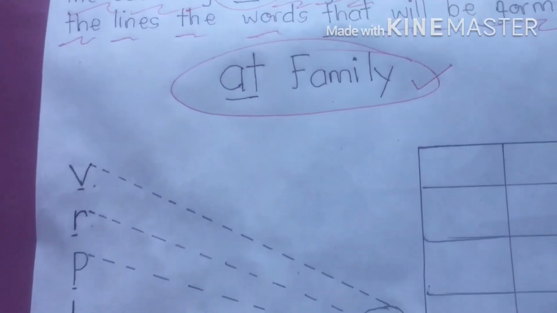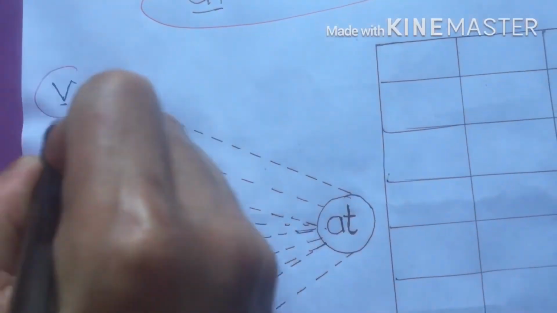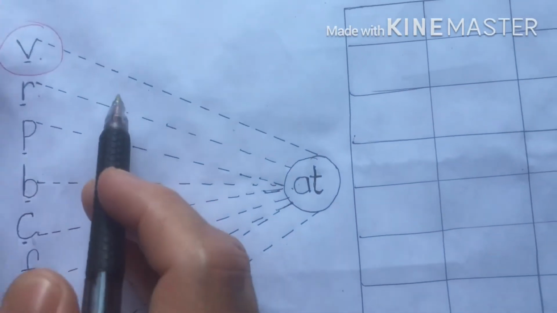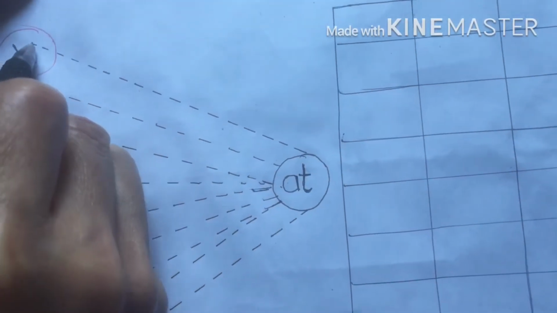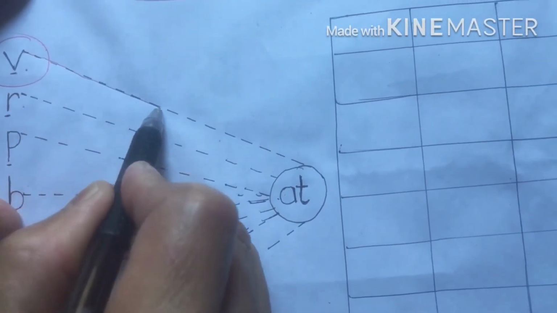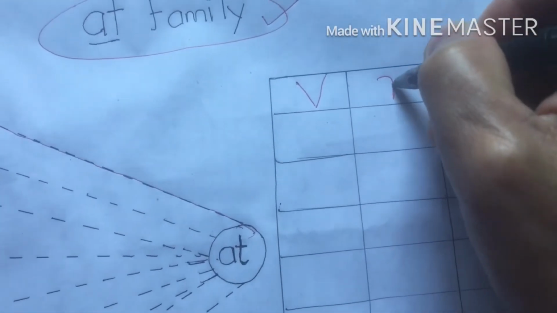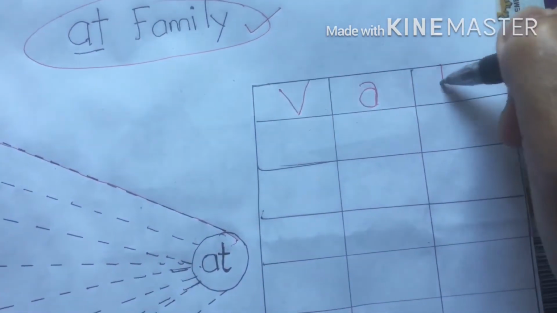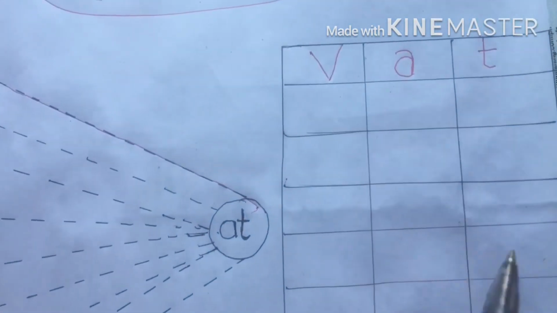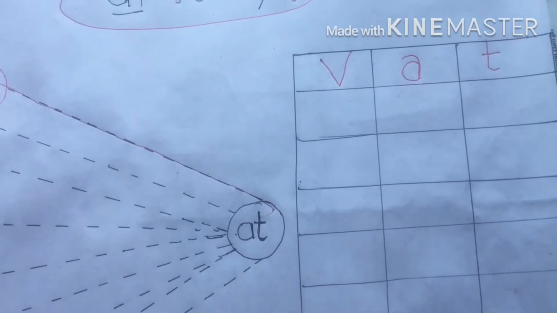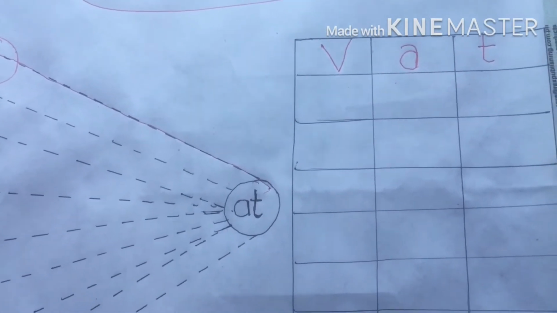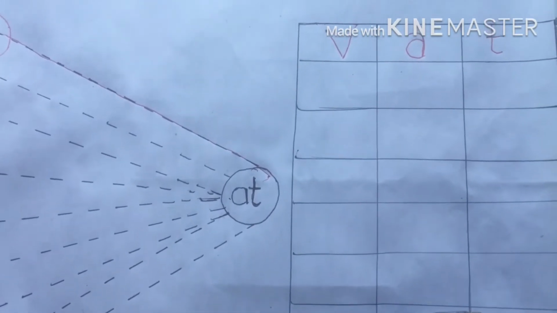Let's start with letter V. Sounds V, V. Let's start. Vat. We have vat. What is a vat? A vat, class, is a type of big pail, like that. Just like that. We have 2 handles. Okay? That is a vat.